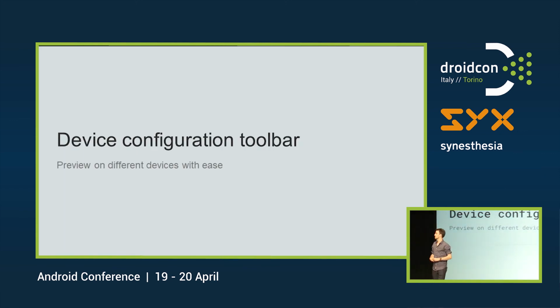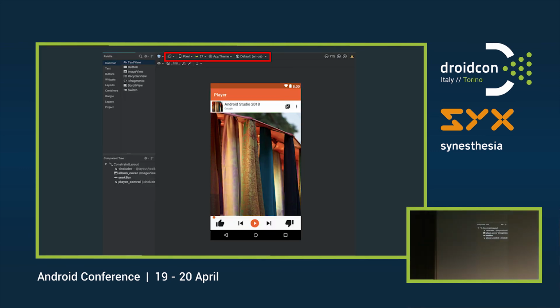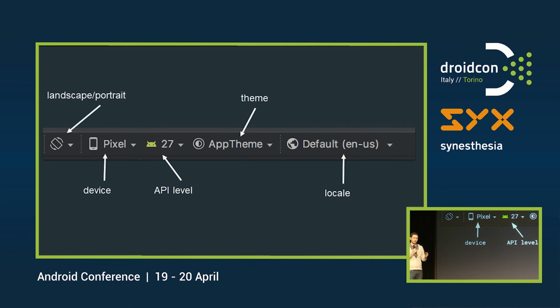Right, so let's go on to the last chapter. Let's talk very quickly about the last thing that we wanted to present, which is the device configuration toolbar. The device configuration toolbar is the toolbar that you see at the top, so that one. It allows you to change many different things. You can change the API level, your locale, and your theme. You probably already know this. But again, this is about helping you to be more productive.